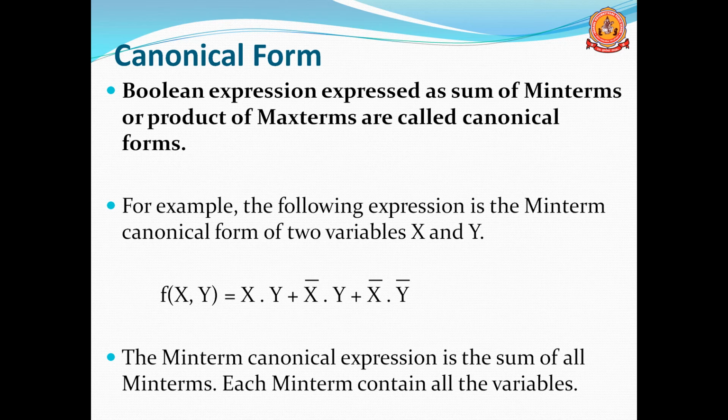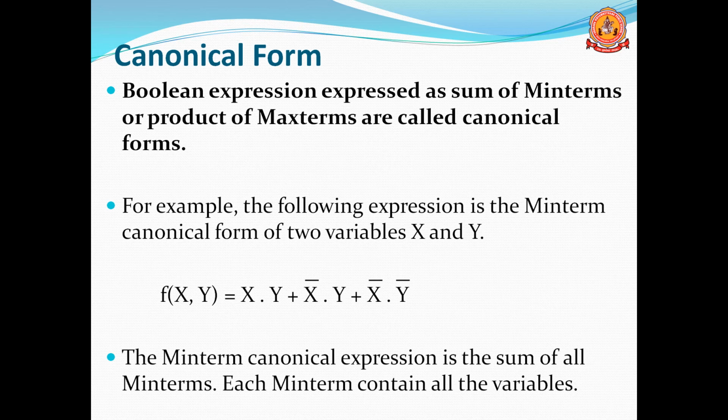If you want to represent any expression in a canonical form, take the following expression as a min term canonical form of two variables x and y. The canonical form example is given: f of x y equals x dot y, x dash dot y, x dash dot y dash. Like that we can use the combinations. But remember that the min term canonical expression is the sum of all the min terms.